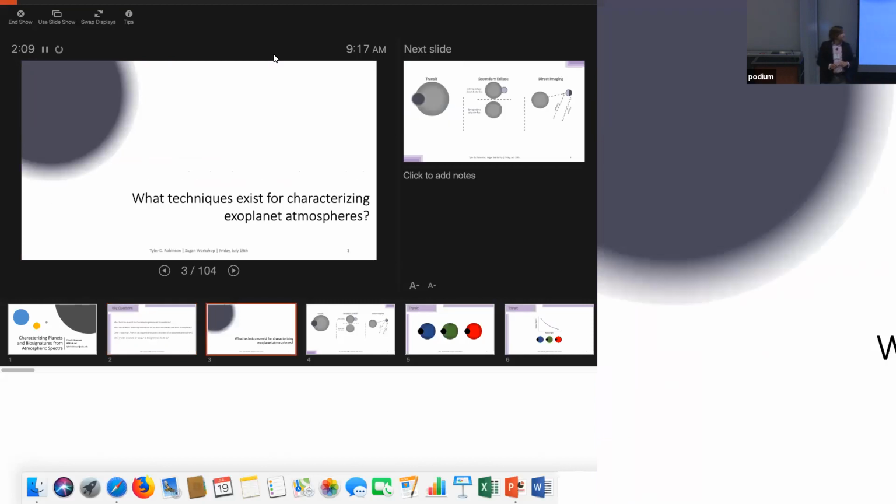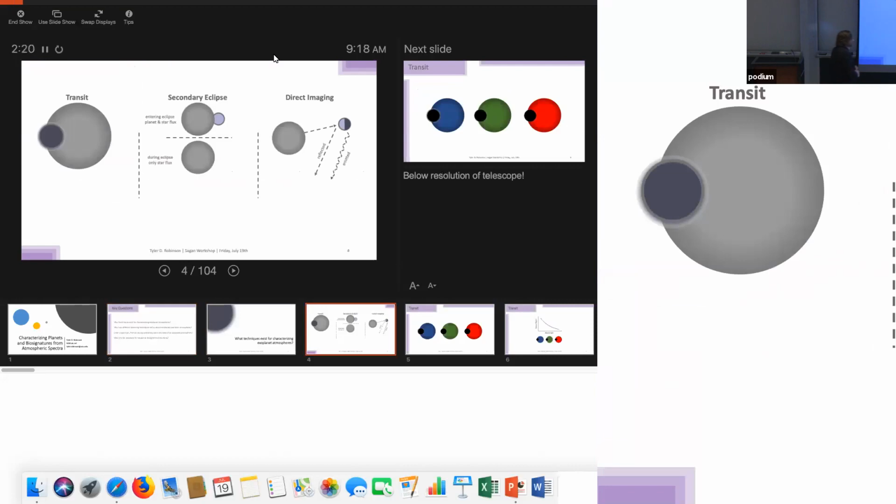Okay, so let's start with the first question. What techniques exist for characterizing exoplanet atmospheres? I'm going to use a lot of cartoons here to illustrate what we're talking about. So we're going to talk about 3 primary techniques. We're going to talk about exoplanet transits. We're going to talk about exoplanet secondary eclipse, and we're going to talk about direct imaging. For direct imaging, we're going to be talking about both direct imaging in reflected light and direct imaging in thermal emission.